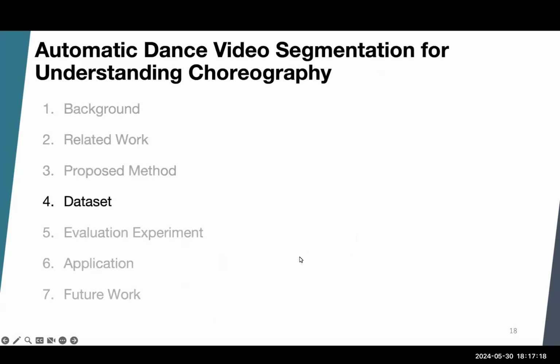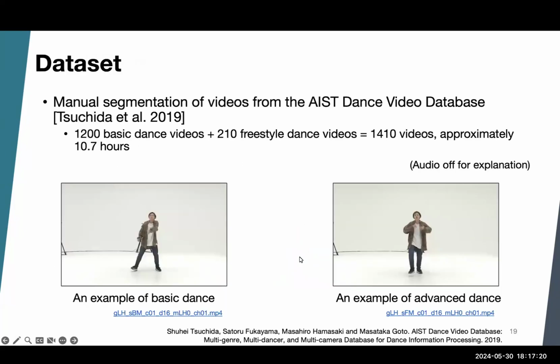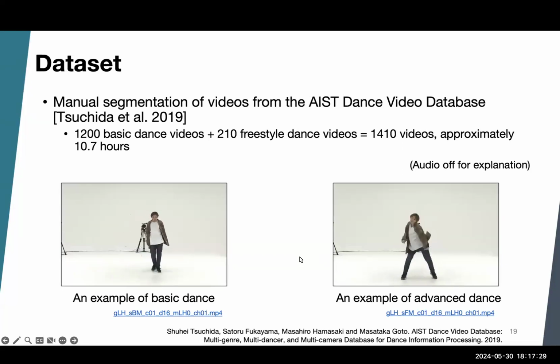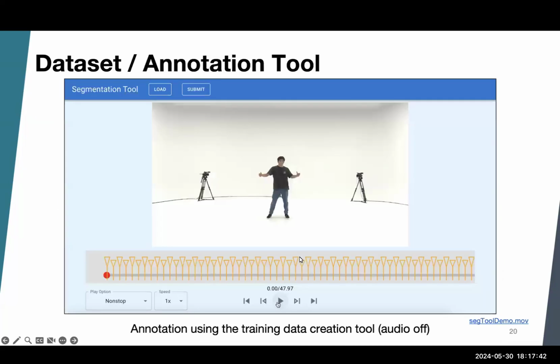Next, I will talk about the dataset. We created the training data for our model by manually segmenting videos from the AIST dance video database. The videos used include 1,200 basic dance videos featuring fundamental movements and 210 freestyle dance videos containing various choreographies created by individual dancers. We developed a tool to streamline the annotation process, which we used to segment the videos.